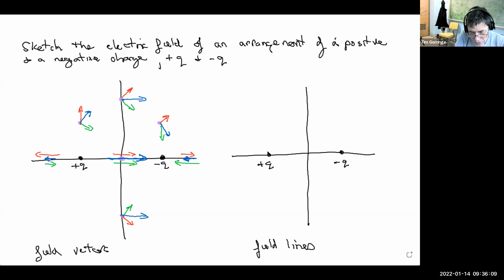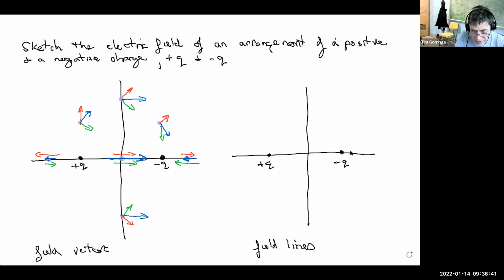If I'm close to the positive charge, much closer than my distance to the negative charge, the field's basically going to look like the field of a positive charge, because the positive charge overwhelms the field. If I'm close to the negative charge, i.e. much closer than I am to the positive charge, then again, the field will look like the field of a negative charge because the negative charge will overwhelm the field.